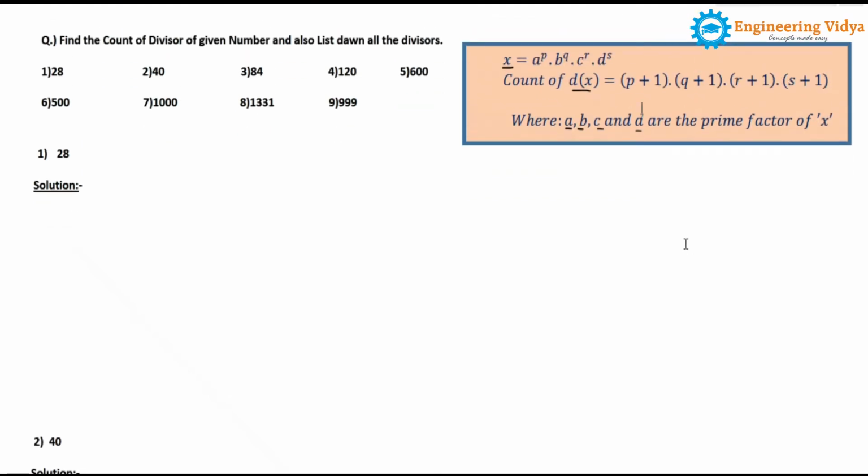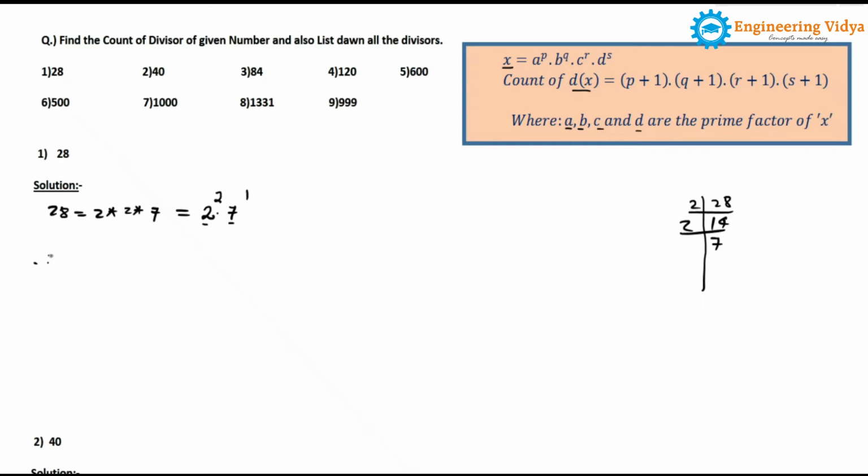Like in the first problem, here we have to find how many divisors there are for 28, right? So first of all, here we have 28. For 28, first of all we'll find the factors, right? So 2, 14, right? And then 7. So 28 can be written as 2 into 2 into 7, right? Or in another way we can write 2 raised to 2 and 7 to the power of 1, right? Here 2 is a prime number and 7 is also a prime number. So we can say the a will be 2 and the b will be 7, and p will be 2 and q will be 1, right?